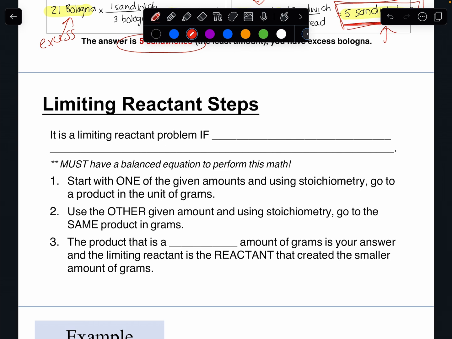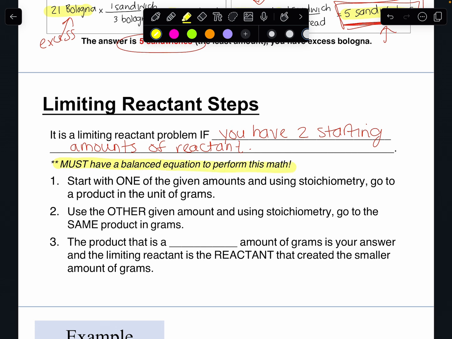The first step is identifying a limiting reactant problem or reagent. It's interchangeable. So it is a limiting reactant problem if you have 2 starting amounts of reactant. So the previous examples we did had 1 starting amount and asked for 1 answer. This is going to have 2 starting amounts. Now on an exam, I will also say this is a limiting reactant problem, but in Gen Chem, if you move on, it will not tell you. Now also, very important, you have to have a balanced equation to do this because you need those coefficients, so you have to have a balanced equation.